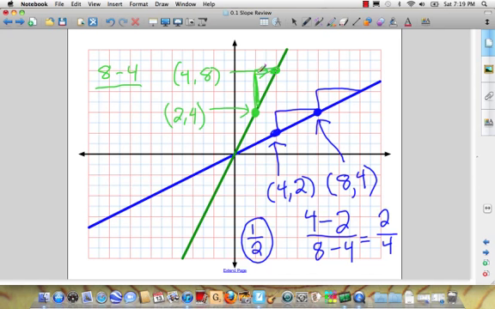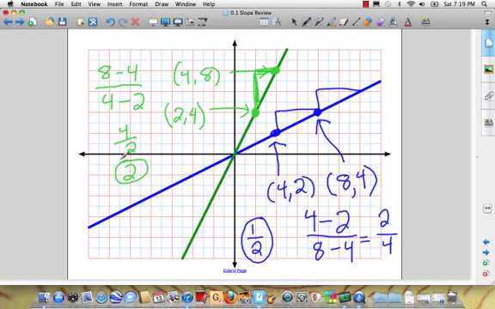And then we're going to do the same thing for this horizontal distance right here. Started at 2, went to 4. So 4 minus 2. And do the math. 8 minus 4 is 4. 4 minus 2 is 2. And 4 over 2 is 2. So the slope of the green line is 2.